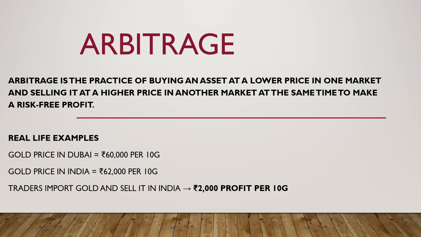So a real life example is gold price. The gold price in Dubai is 60,000 per 10 kg, whereas in India it is 62,000 per 10 kg. So the profit earned is 2,000 per 10 kg. Okay, so here it is written gram, sorry, by mistake. So basically arbitrage is buying at a lower price and selling at a higher price.